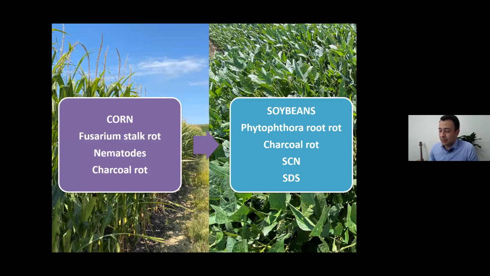Okay, so as I mentioned, today we're going to start with corn, and we're going to be looking at Fusarium stalk rot, some nematodes, charcoal rot, and then we're going to switch over to soybeans, where we're going to be looking at Phytophthora root rot, charcoal rot again, which can infect both crops, SCN, which is the Soybean Cyst Nematode, and also SDS, which is sudden death syndrome.